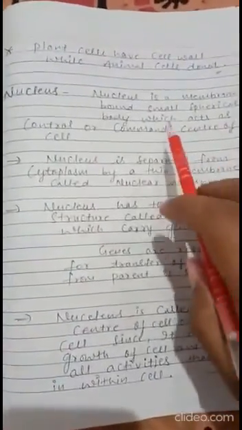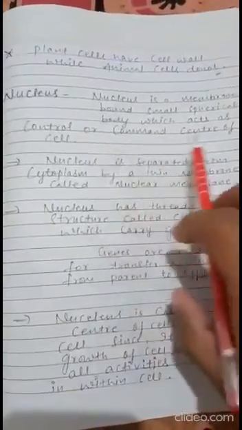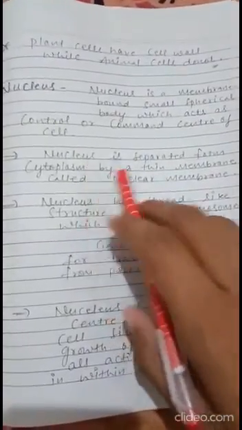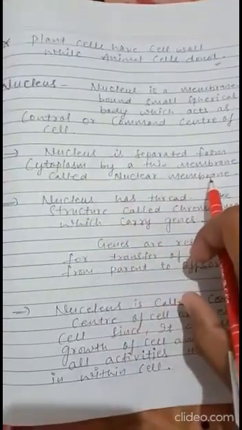Second, nucleus. It's a membrane bound small spherical body which acts as a control or command center of the cell. These are the few points. Nucleus is separated from cytoplasm by a thin membrane which is called nuclear membrane.